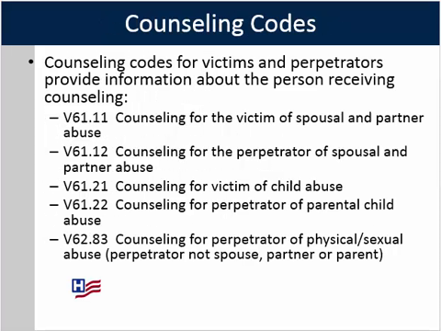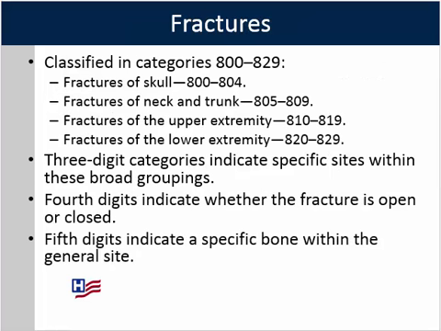Counseling codes for victims and perpetrators provide more specificity regarding the person receiving counseling. Fractures are classified in categories 800 to 829. Three-digit categories indicate more specific sites within these broad groupings. Fourth digits usually indicate whether the fracture is open or closed, and fifth digits usually indicate a more specific bone within the general site.